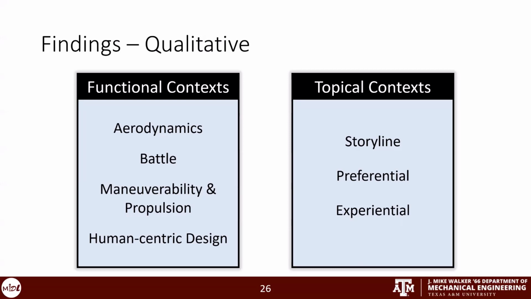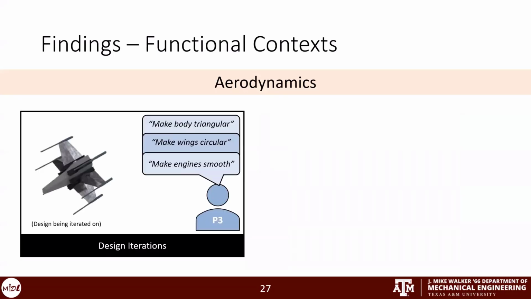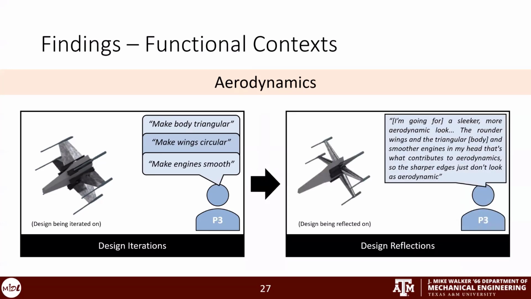Both of these broad groups are further divided into specific categories, which we will talk about in detail now. The first functional context we will focus on is aerodynamics. An example for this is when participant 3 made specific changes to the design you see on the left that included making the body triangular, making the wings circular, and making the engine smooth. Reflecting on the design modifications, they said that they were going for a sleeker and a more aerodynamic look.